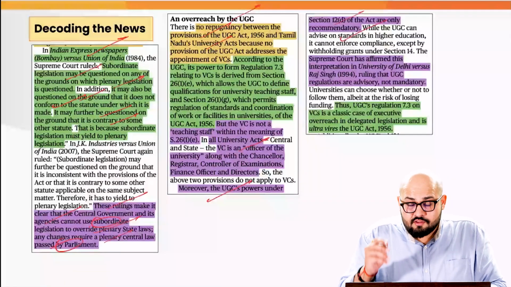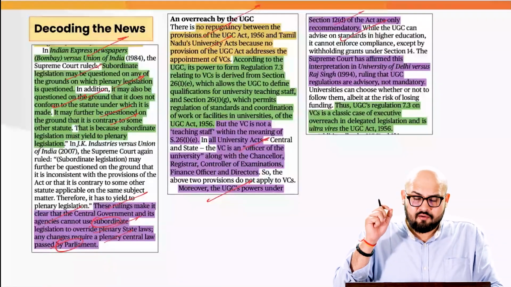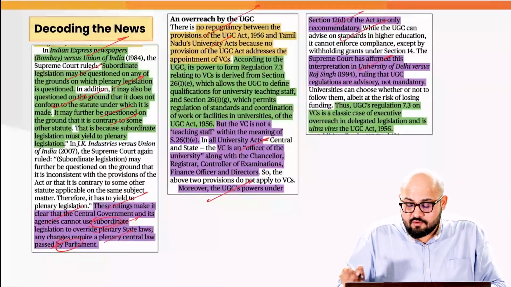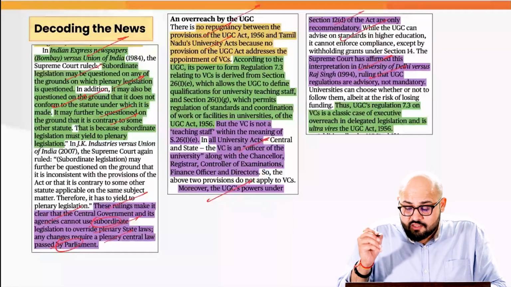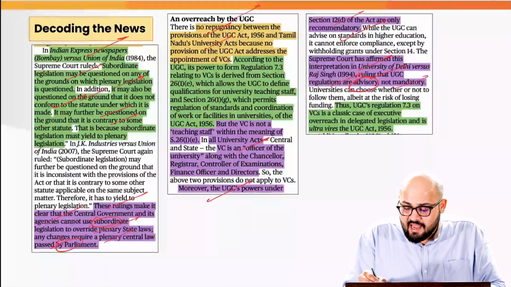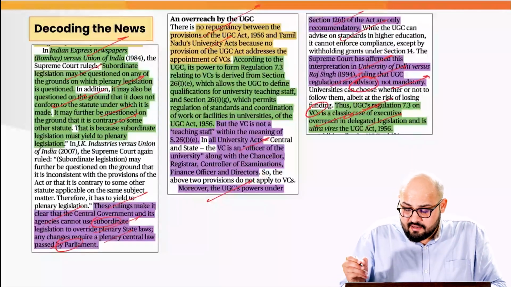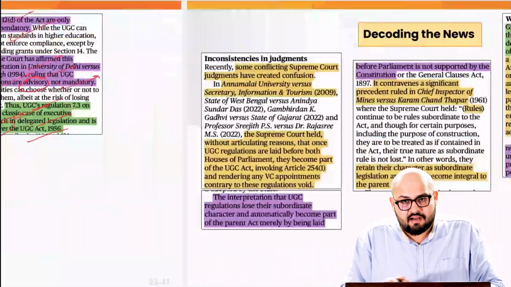Very important. Now, the Supreme Court has affirmed this in a very important case, University of Delhi versus Raj Singh, where it ruled that the UGC regulations are advisory and not mandatory. Thus, UGC's Regulation 7.3 on the vice chancellors is a classic case of executive overreach in delegated legislation and is ultra vires of the UGC Act 1956.